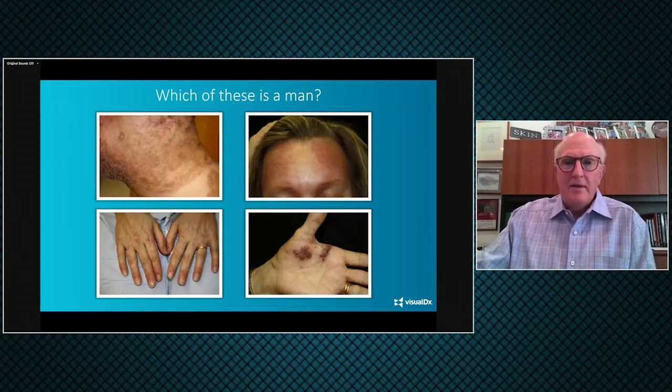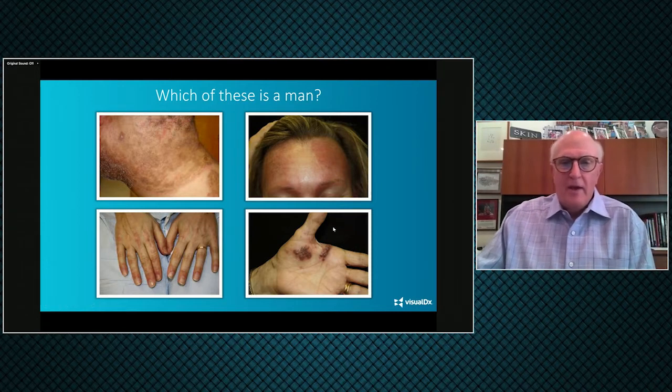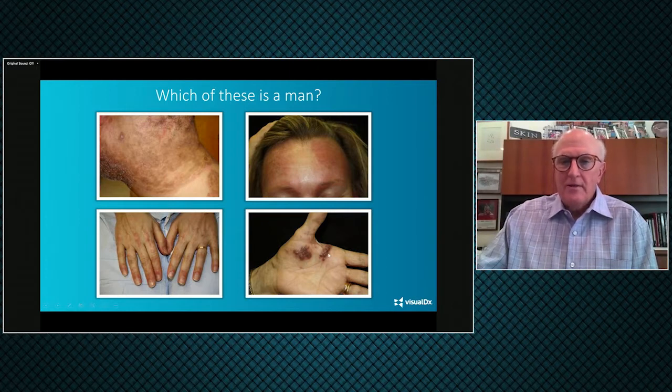And which of these pictures are a man? There are 2 men and 2 women, but I don't know that you would know who they necessarily are. And if you're taking pictures, it's better to take rings off, like there's a ring here and there's a ring here. This is a patient who has herpes zoster. This is a patient with tinea incognito. This is a patient with connective tissue disease. And this is another patient with connective tissue disease.